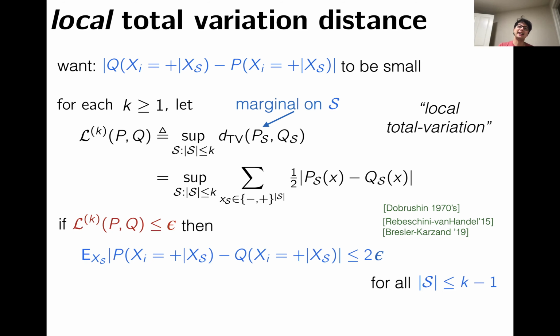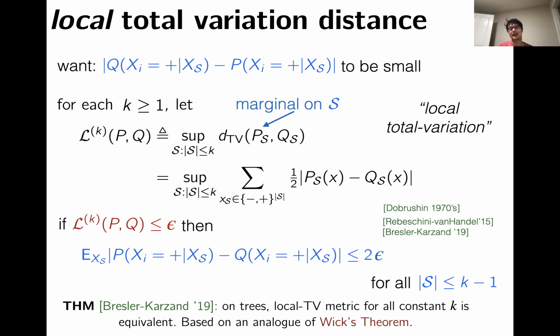Okay, and it was shown in those works that if you have a good fit in this metric, then indeed the posteriors are close. Okay, and the key thing here is we're only looking at small sets of variables. If we look at all the variables, it's just total variation. Okay, and this actually defines a family of distances, right? Because for each set size k, you have a different distance. But fortunately, they're all equivalent for constant k. And so for the rest of the talk, just think about k is equal to 2.